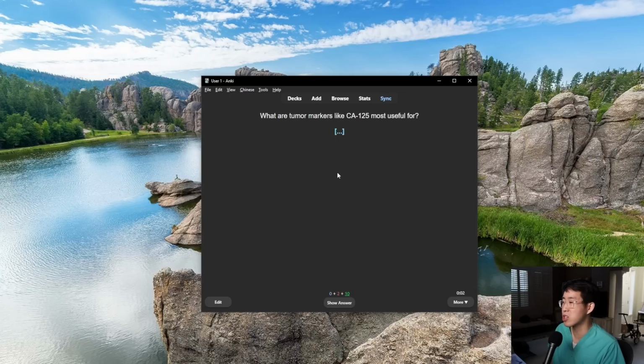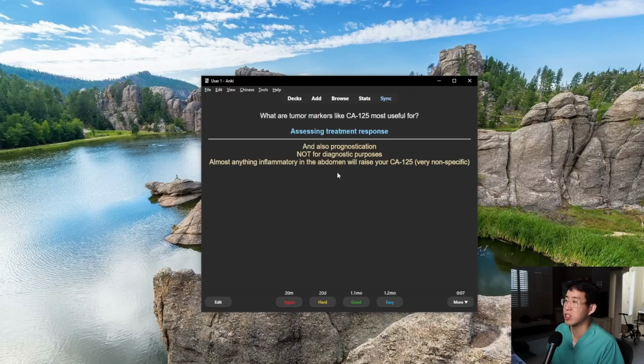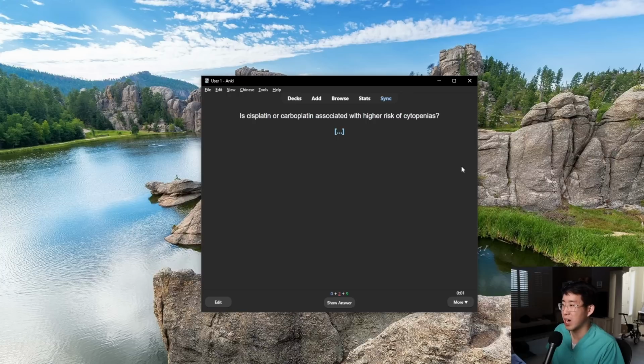What are tumor markers like CA125 most useful for? Are they useful for diagnosis? The answer is no. They are useful for assessing treatment response and also for prognostication, but not for diagnostic processes. Almost anything inflammatory in the abdomen will raise the CA125. So this was a case of a patient who had abdominal TB and had really elevated CA125.